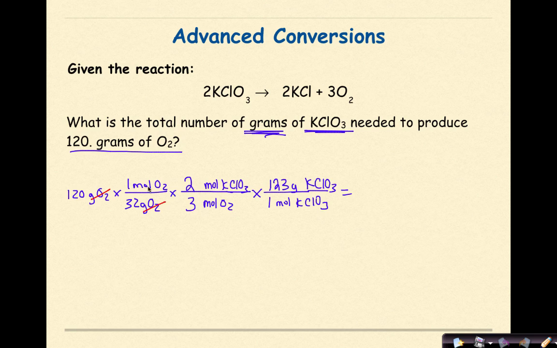Grams of O2, grams of O2, moles of O2, moles of O2, moles of KClO3, moles of KClO3, and I am left with mass of KClO3. So my conversion is set up correctly, and I can move on to actually doing the calculation. 120 times 1 times 2 times 123 divided by 32 times 3 times 1, and that will give me a mass of 307.5 grams of KClO3, and since I'm only to 3 significant figures, that really should be 308 grams of KClO3. So this is an example of a mass-to-mass problem.